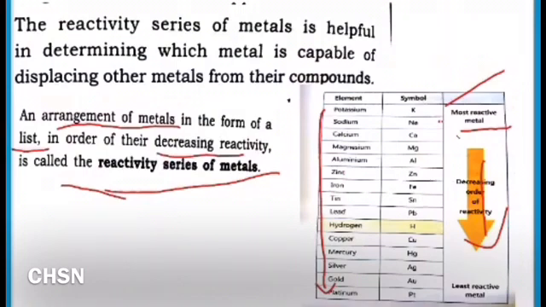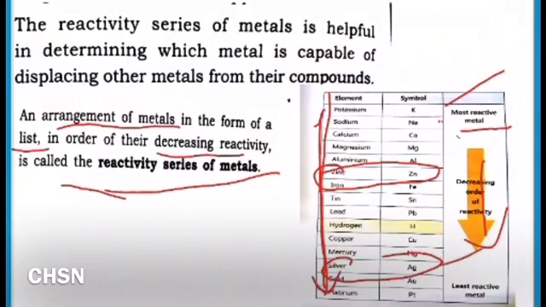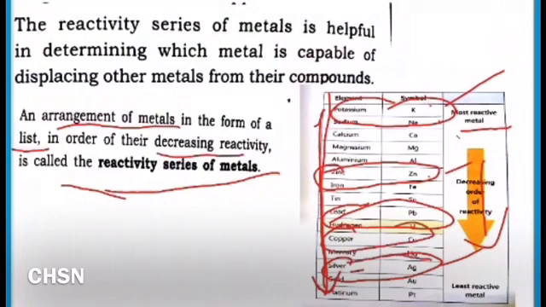For example, if you consider the reactivities of zinc and silver, which will be more reactive? Zinc is more reactive. How can you know? If you know this reactivity series, it is easy to find, because when you go down, the reactivity decreases. Zinc is above silver, so zinc is more reactive than silver. Similarly, potassium is more reactive than zinc, because potassium is above zinc. Zinc is more reactive than lead, because zinc is above lead. Copper is more reactive than silver, because copper is above silver.